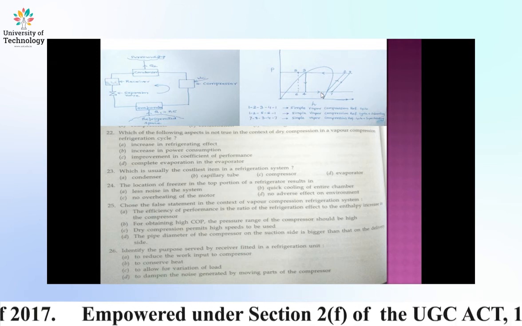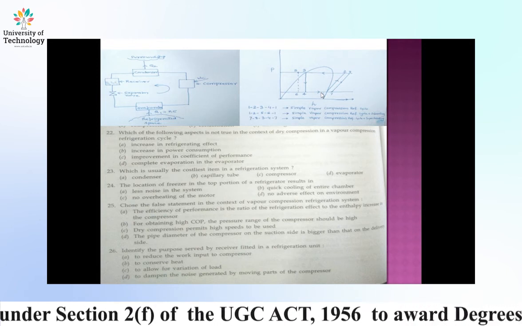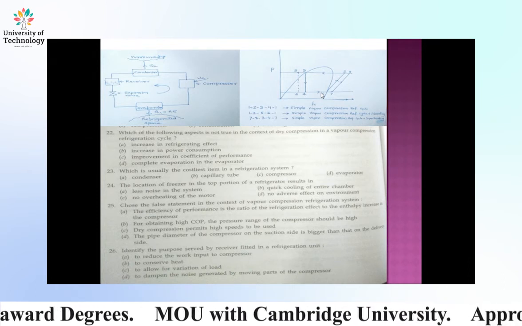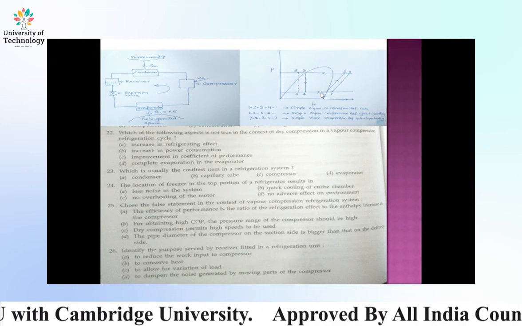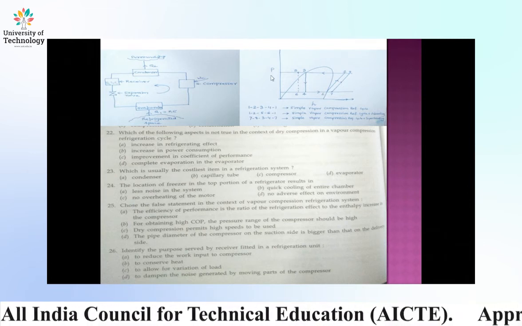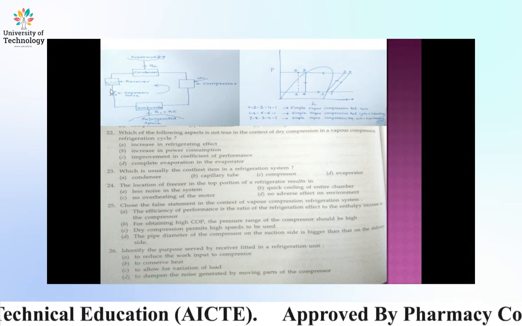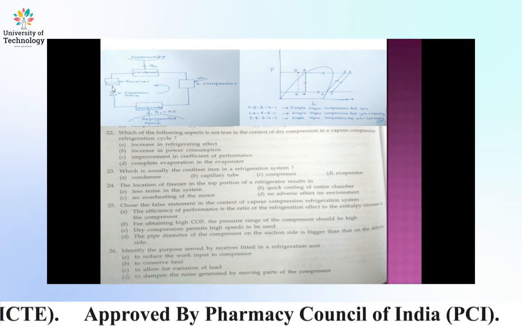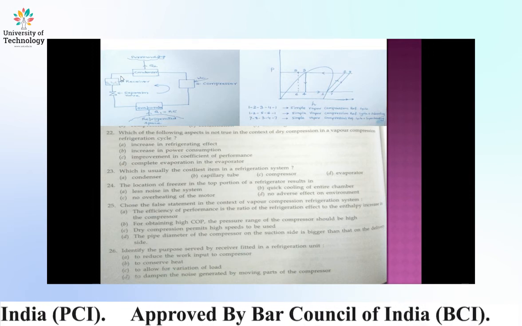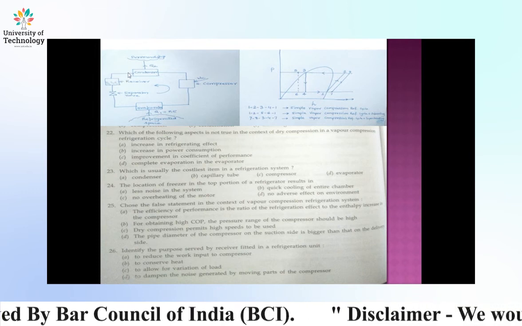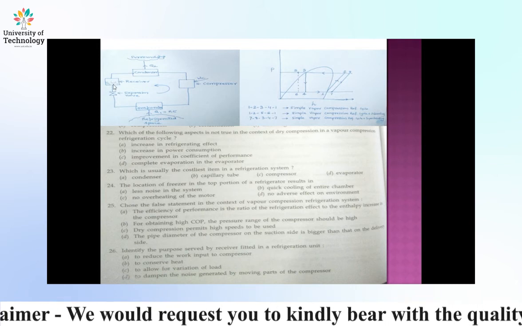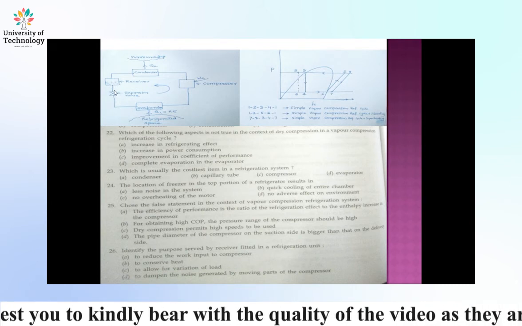Now question number 26. Identify the purpose served by the receiver fitted in the refrigerant unit. The receiver is always placed at the exit of the condenser, which receives the saturated liquid or subcooled liquid from the exit of the condenser or the exit of the subcooler respectively. So this receives the liquid and then supplies this liquid to the expansion valve.